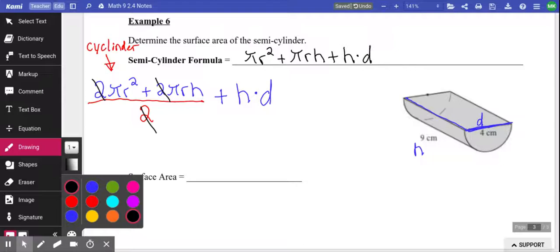However, I don't expect you to memorize that. I would much rather you be able to logically think it through. Do an entire can, then divide the answer by 2, and then add the top part, the flat edge that we just created. If you're good at memorizing formulas, feel free to memorize that formula for a semi-cylinder. That's half of a cylinder.